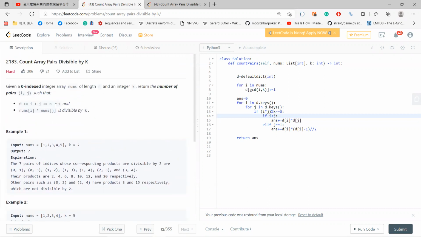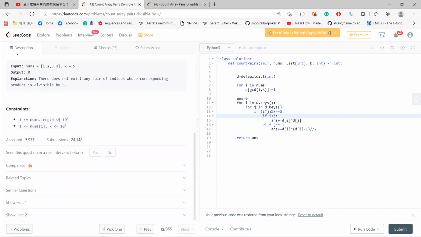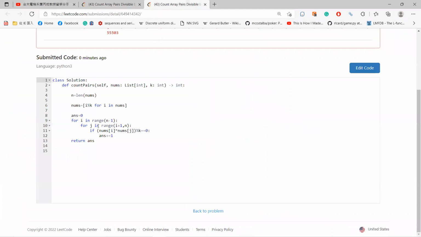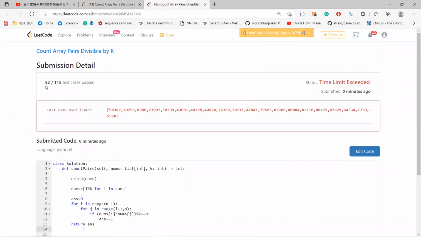So naively you get n squared pairs to check for divisibility by k, but n is up to 10 to the 5, so n squared is 10 to the 10 and cannot work. You can try a simple thing: start from nums, take the modulo k first, and then count over the ranges of i and j how many pairs work. If it works, return the answer. This can pass like 92 test cases. So this is the naive solution, and it passes 92 problems.